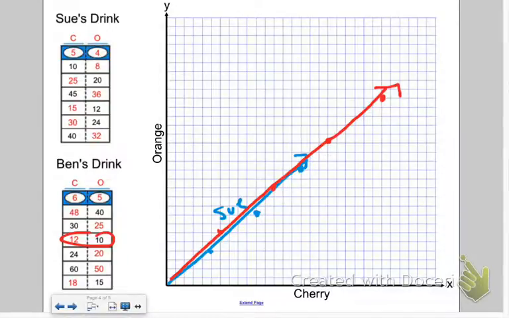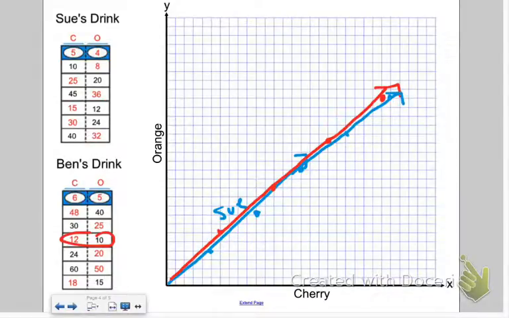Okay, I probably could have graphed a few more points for Sue. Maybe I'll do that. Hers was over 5, up 4. So maybe I'll finish hers.